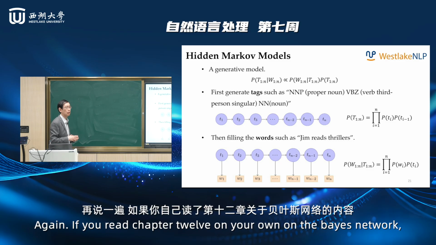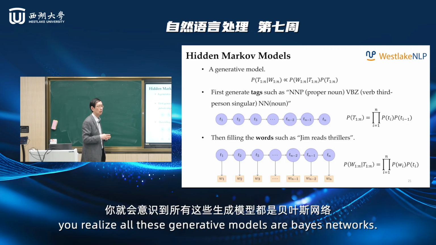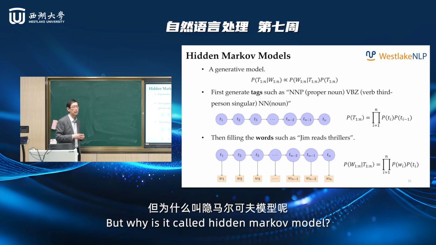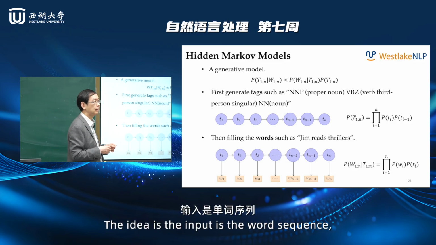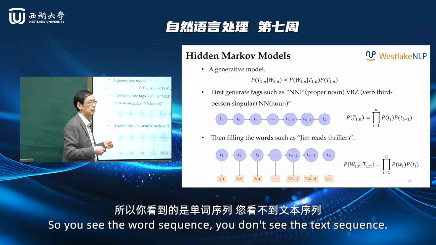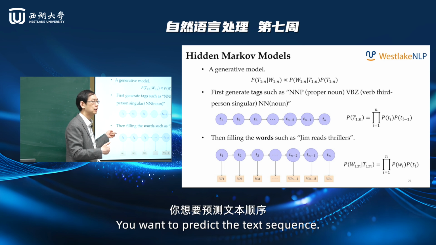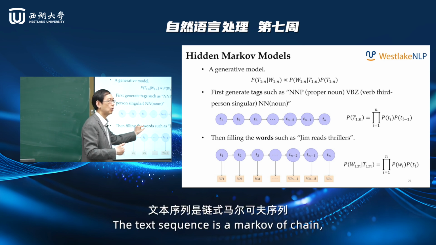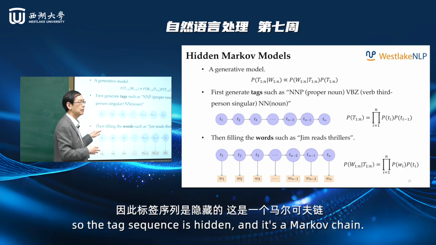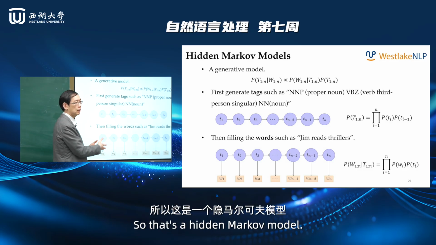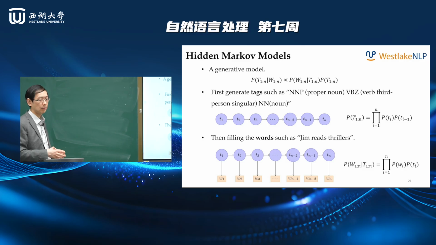Okay, so every arrow indicates a probability dependence, right? Again, if you read chapter 12 on your own, the Bayesian network, you realize all these generative models are Bayesian networks. But why is it called a hidden Markov model? The idea is the input is a word sequence, right? So you see the word sequence. You don't see the tag sequence. You want to predict the tag sequence. The tag sequence is the Markov chain, right? Every tag is dependent on the previous tag. So the tag sequence is hidden and it's a Markov chain. So that's a hidden Markov model, okay? HMM.